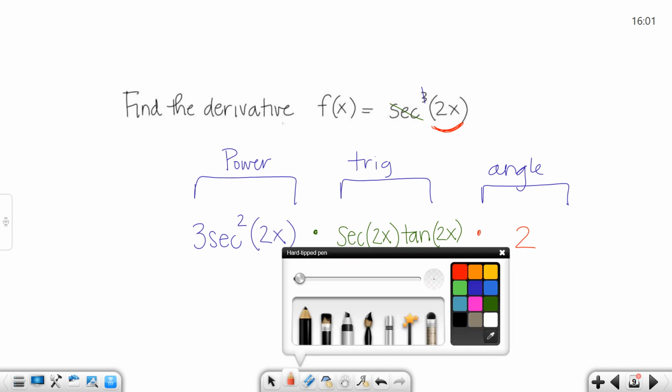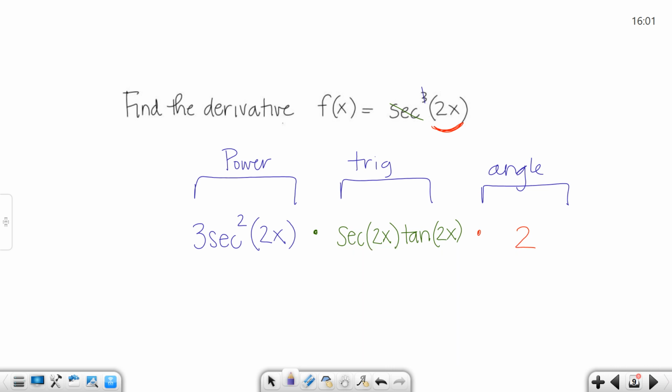The 2 and the 3 out in front can be combined, so your derivative for this function would be 6 out in front. You have a secant squared and a secant, so that would give you secant cubed of the angle, and there's 1 tangent.